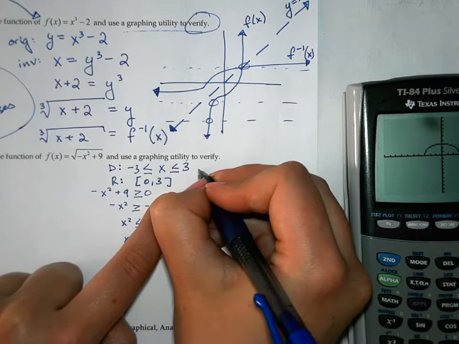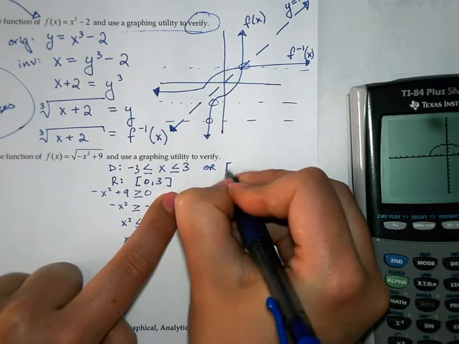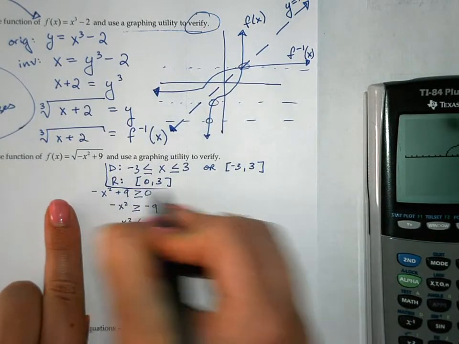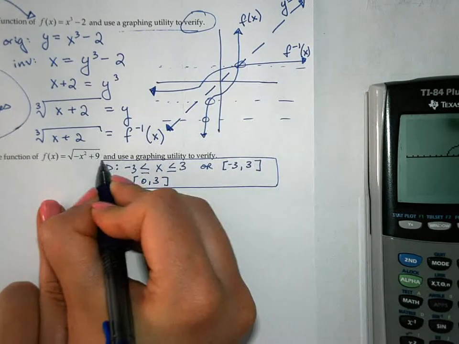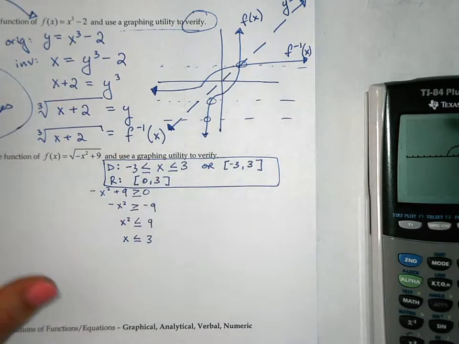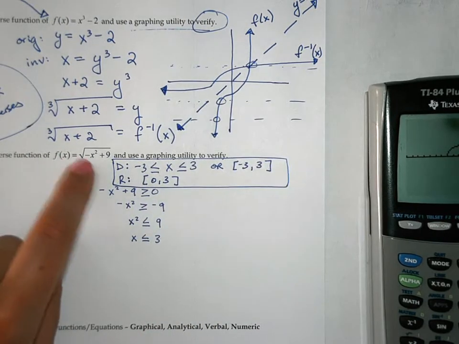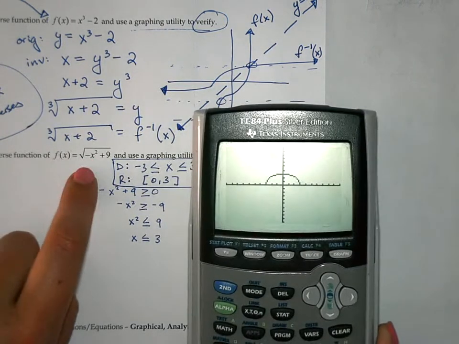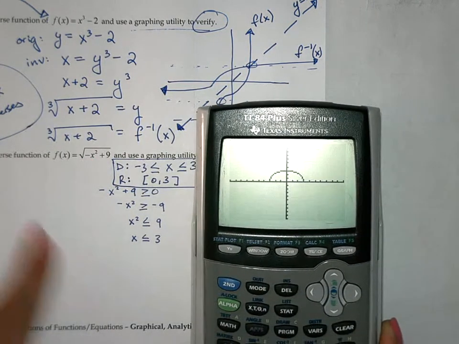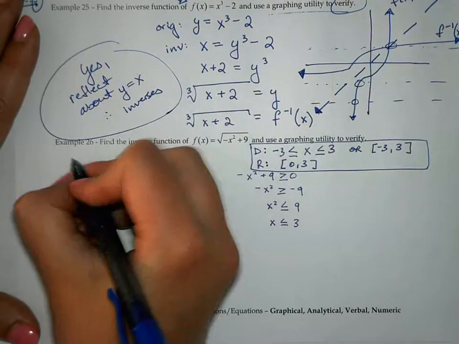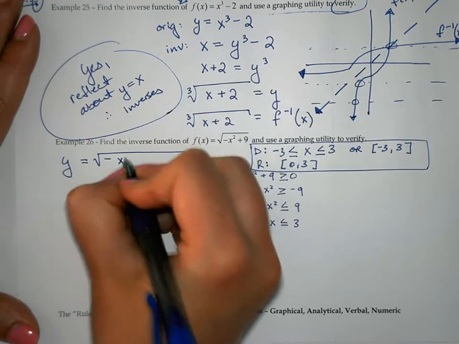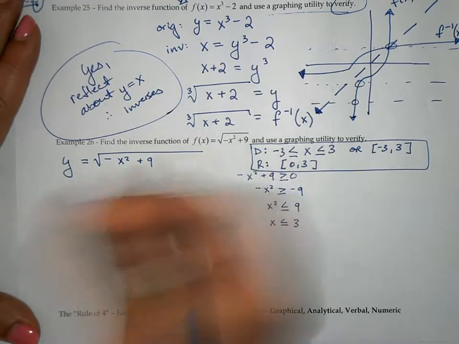I could have written the domain another way as well. I could have also written this as [negative 3, comma 3]. We want to keep that domain and range in mind as we work with this one. It's the negative underneath here that's making this tricky for us. So we are going to find the inverse, and then we're going to have to think carefully about what the domain and range will be of the inverse. So let's find the inverse algebraically. y equals square root of negative x squared plus 9.